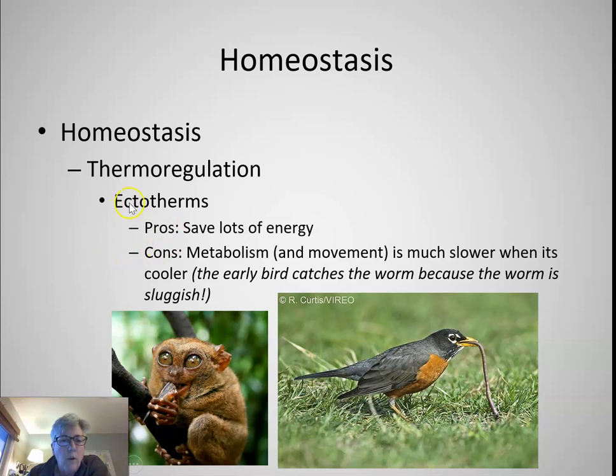One advantage for ectotherms is that it saves a lot of energy. They are not using their own energy to maintain their body temperature. The downside is that their metabolism is a lot slower when it's cooler, right? So if they're sitting in the shade, they're not moving very fast. Their metabolism slows down. So that old saying about the early bird catching the worm is true, because the worm is an ectotherm and it's cooler in the morning, it's not moving very fast, so the birds can eat them.